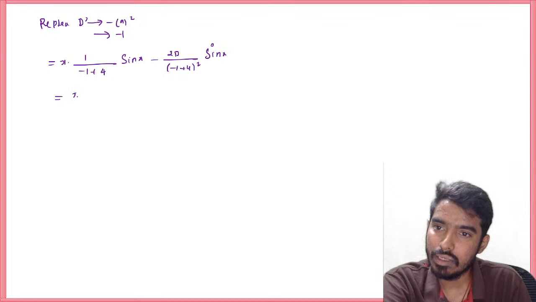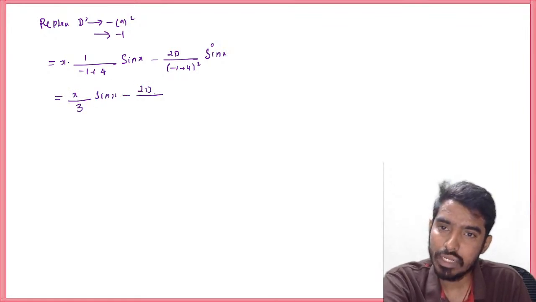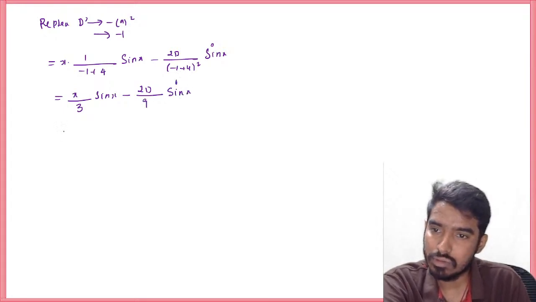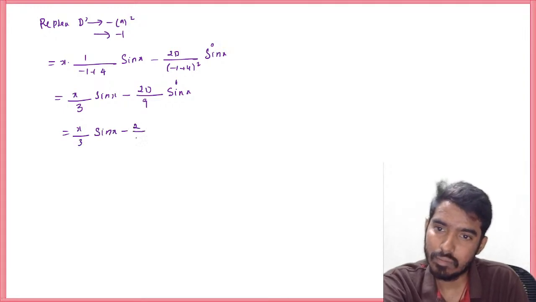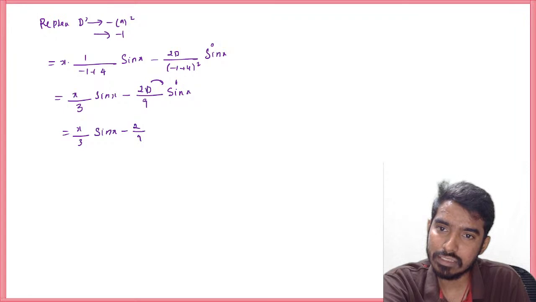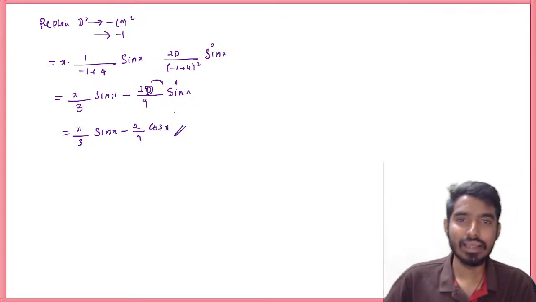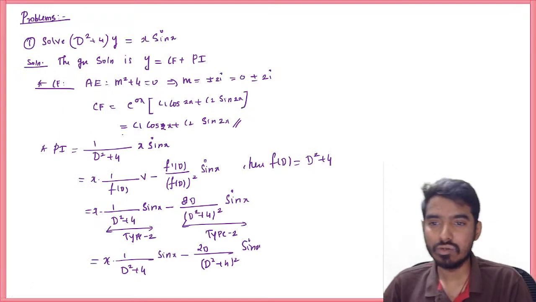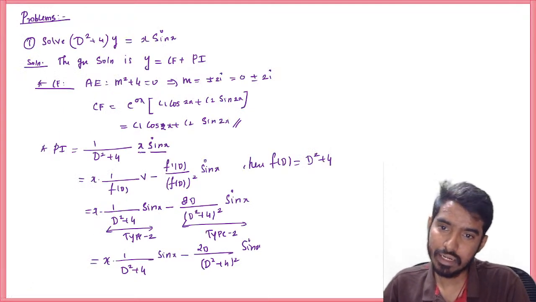So this will be x by 3 sin x minus 2D by 9 sin x. So this will be x by 3 sin x minus 2 by 9 D of sin x. D of sin x is cos x. This is your required particular integral. Very easy, right? So we have x into v.